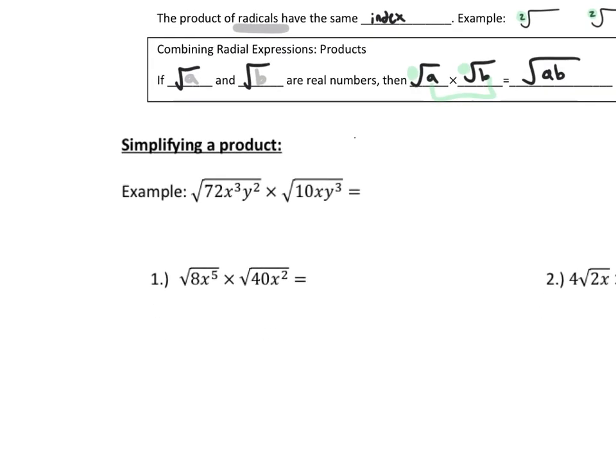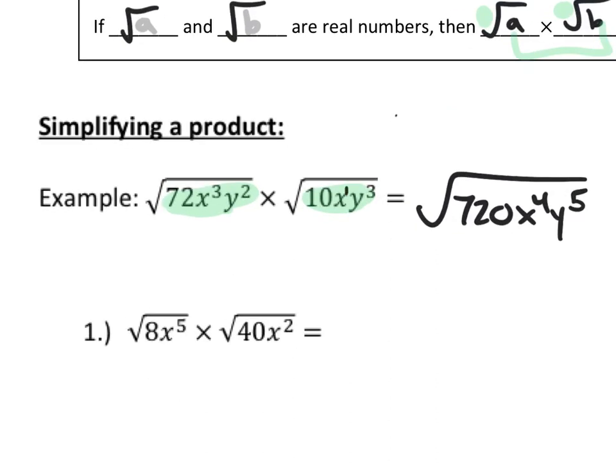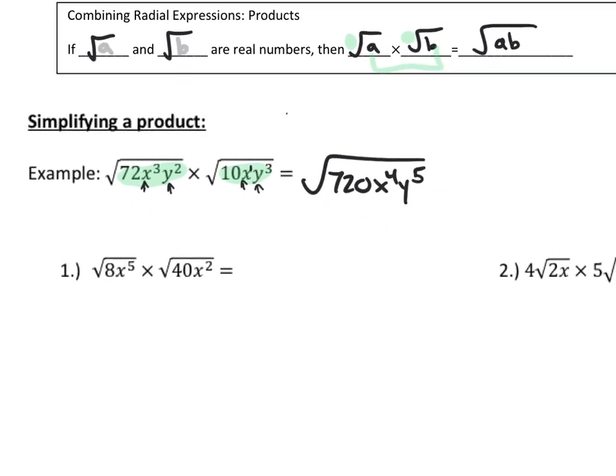So for us on this, what we'll do for the first step on these is we'll need to multiply those inside components. So when I multiply these, we'll get 720 x to the 4th, y to the 5th. Because remember, when we're multiplying same base and same base, you add the exponents. That's old chapter 7 review there.